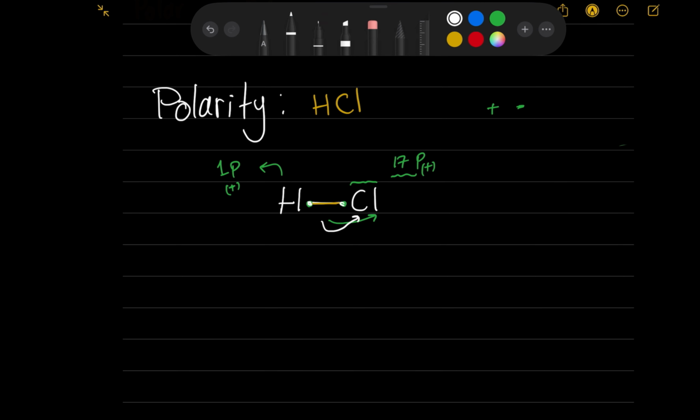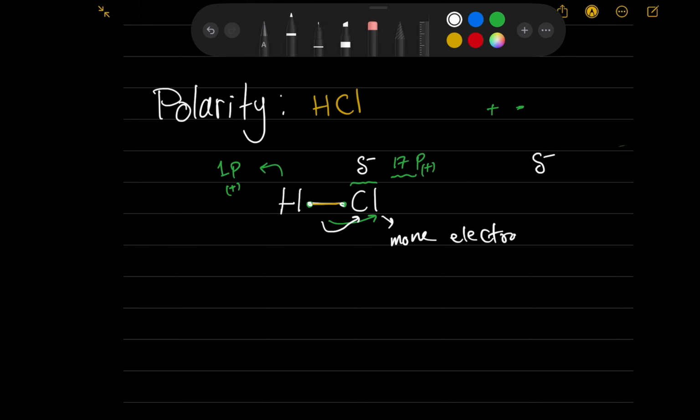This sign that looks like S means partially negative, which means there will be a concentration of the negative charge on the chlorine atom because the chlorine atom is more electronegative. So electronegativity is defined as the power of an atom to attract the electrons in the bonding towards itself. And at that point, since we have partially negative, we have partially positive for hydrogen.